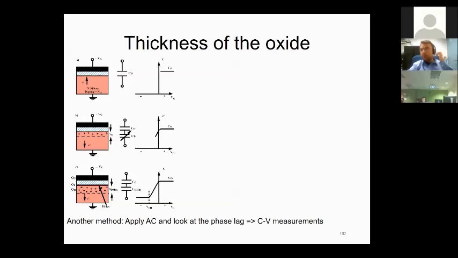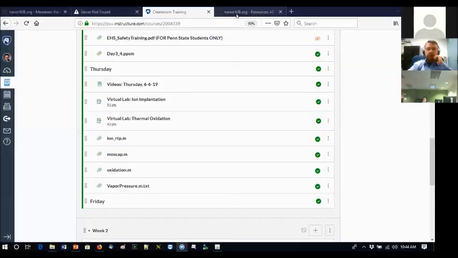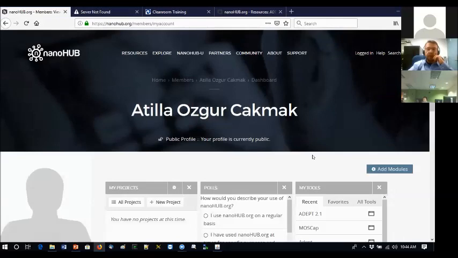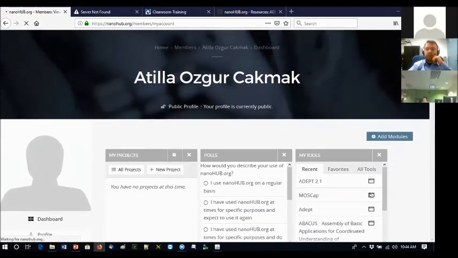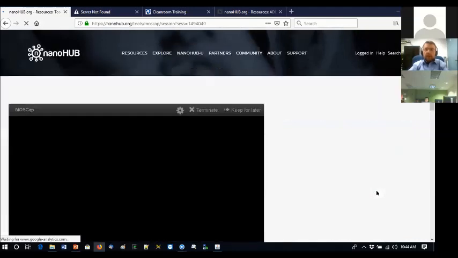But the best way is, of course, characterizing the oxide based on the capacitance measurements, the capacitance-voltage measurements. So we already looked at that yesterday. I'll just very quickly remind you that we used another NanoHub software. This time we used MOSCAP here. I think Abacus has also something similar inside.